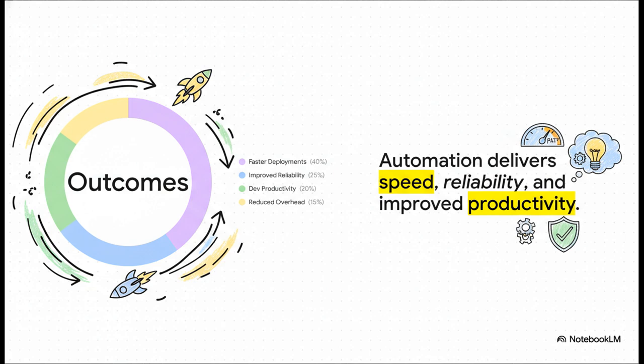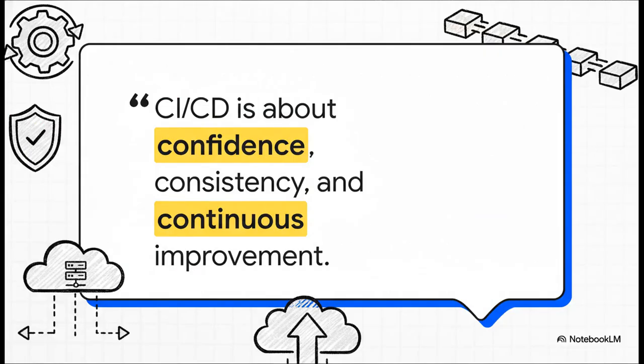But it's not just about speed. It's also about reliability, because the process is the same every single time. And that in turn makes your developers way more productive and cuts down on all that manual operational work. It is a win-win-win. I love this quote because it just gets to the absolute heart of it. Automation is the tool we're using, but the real goals are confidence, consistency, and the ability to just keep making your apps better without being afraid that you're going to break something.